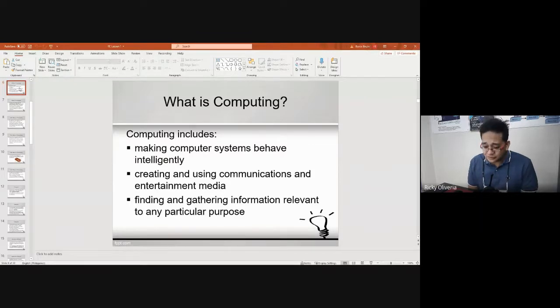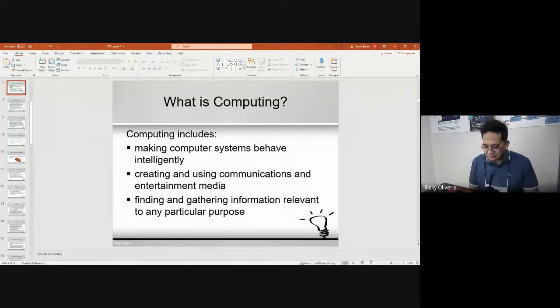Okay. So yun, computing includes the following, no? Making computer systems behave intelligently. Pagka sinabi natin making computer systems behave intelligently, are we talking about laptops here? Are we talking about desktops here? No, hindi, no? Okay? When we say making computer systems behave intelligently, that means, even a certain hardware or a physical component is there, pero nagbe-behave siya intelligently, ibig sabihin, it is already a computing device also with an intelligent behavior.